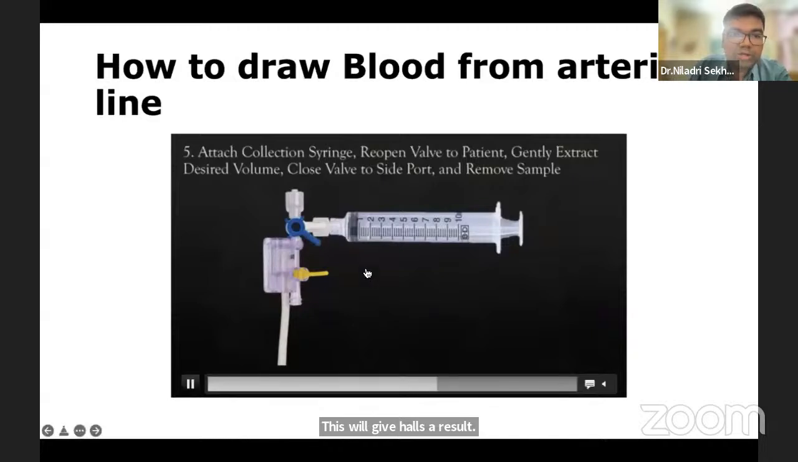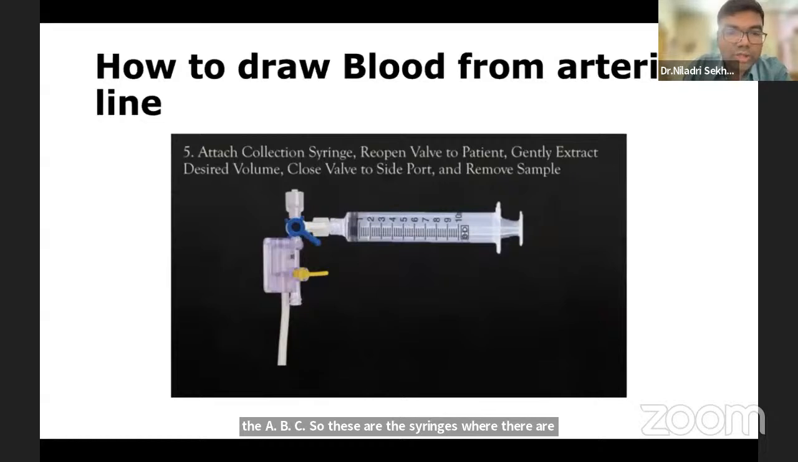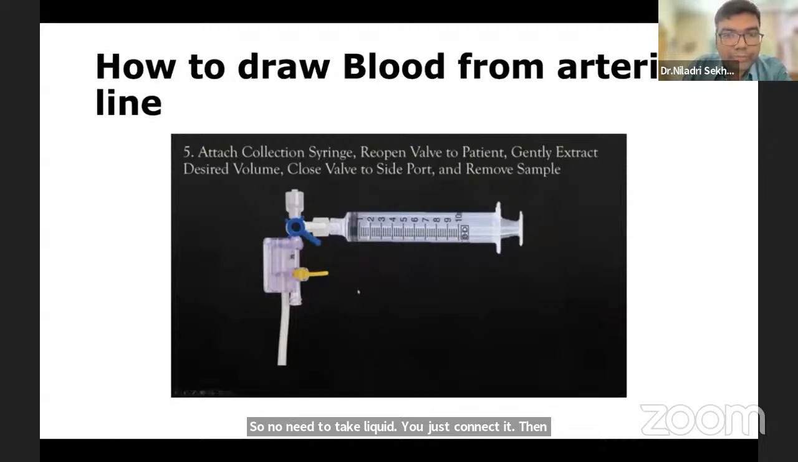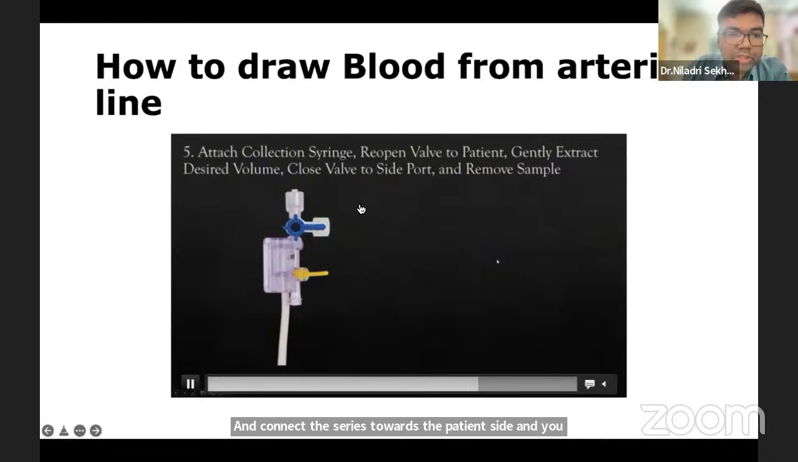These are the syringes where premixed dry heparin is already there, so no need to take liquid heparin. You just connect it. Then again you rotate the stopcock and connect the syringe towards the patient side, and you draw the blood. Then you rotate the stopcock towards the patient side and stop it, so the blood won't be coming. After that, you will send the sample for analysis.